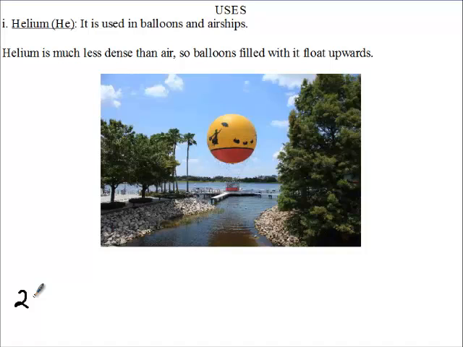It is much less dense than air, so balloons filled with it will float upwards. Now, if you take helium, it is much less dense than air. When you put oil in water, the oil is going to stay above the water. Why? Because the oil is less dense than water.